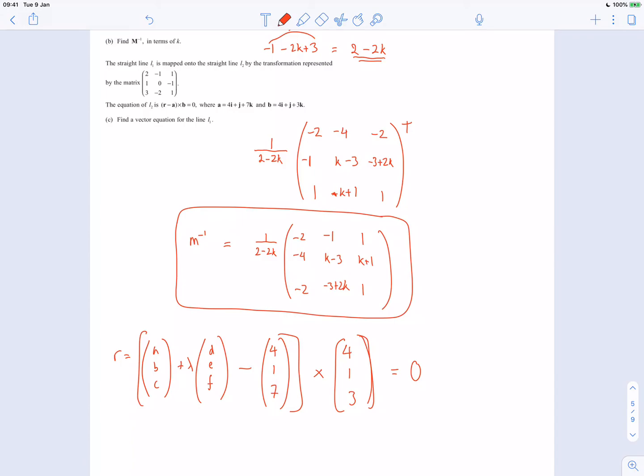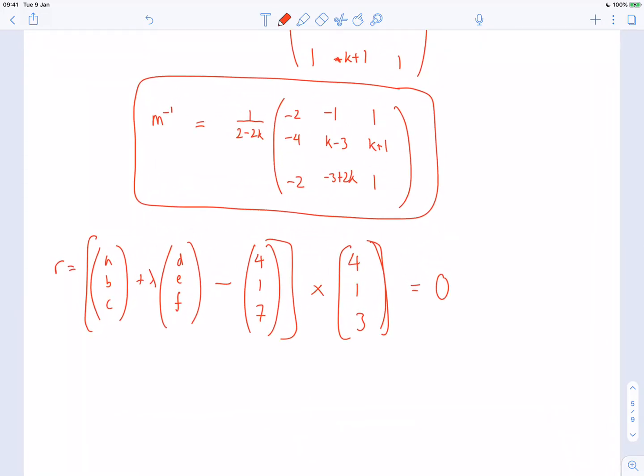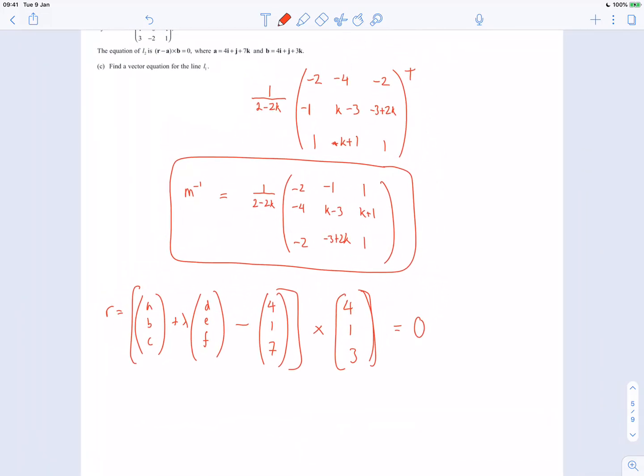Okay, so let's think very carefully what that means. So if I have a minus 4, b minus 1, c minus 7, plus lambda d, e, f, and I need to cross that with 4, 1, 3. Okay. Actually, hold on a minute. What is the cross product? What is the cross product again?